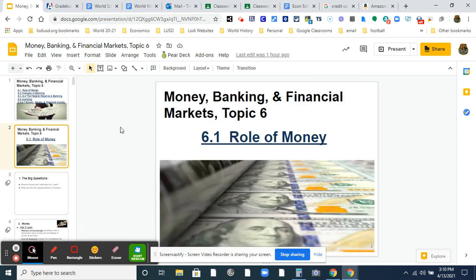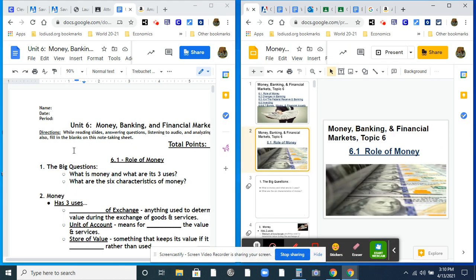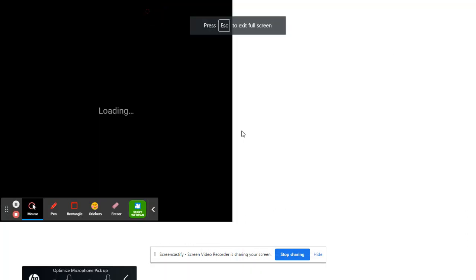It'll be about in the first subtitle, 6.1 Role of Money, and we'll put it on the note-taking sheet on 6.1 too. When you see that highlighted in blue, that'll be why. Okay, with that said, let me walk through the slideshow. Let's get started.